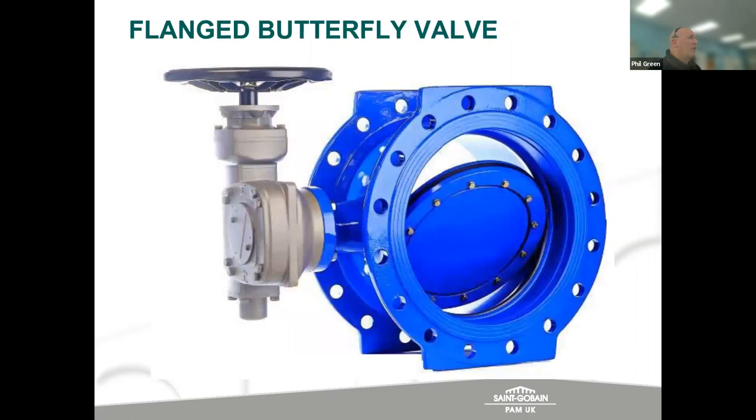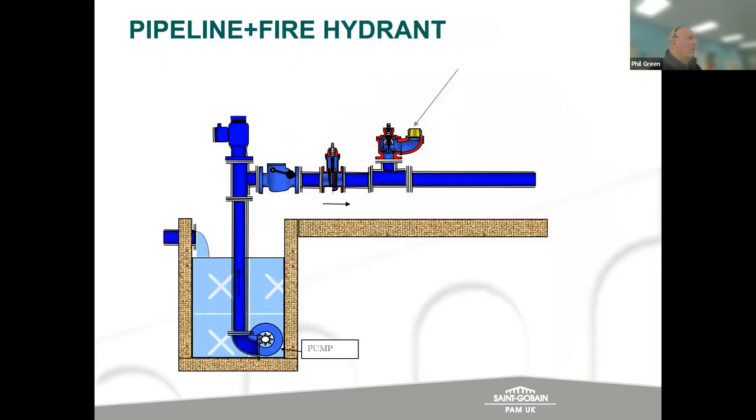An illustration of a butterfly valve is this one here. So we've got a flange butterfly valve. In this instance, it's got a gearbox and handwheel on the side to open it. We can supply these from PAM at 150 to 2000 millimeter diameter. The bigger you get, the more gearbox and actuator you might need on the side of those. But that's a typical example of what one looks like.